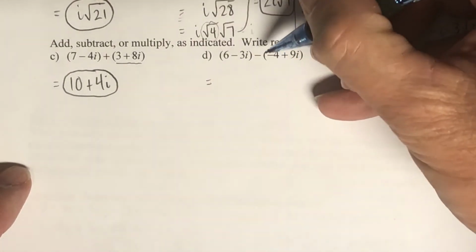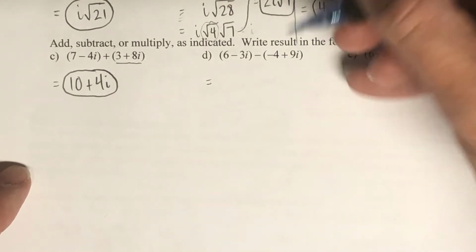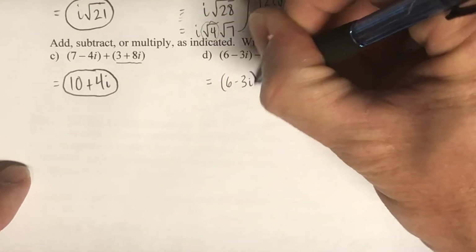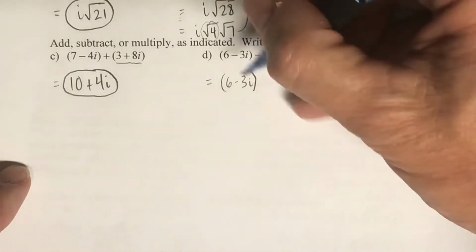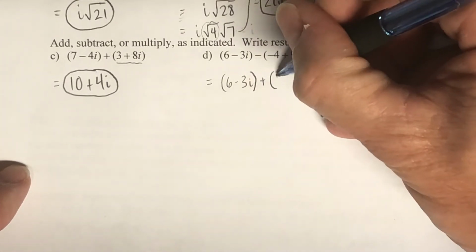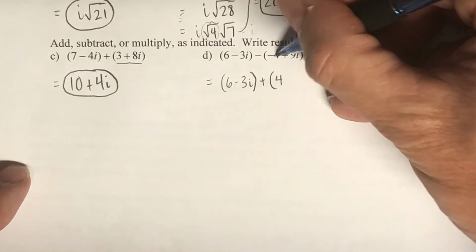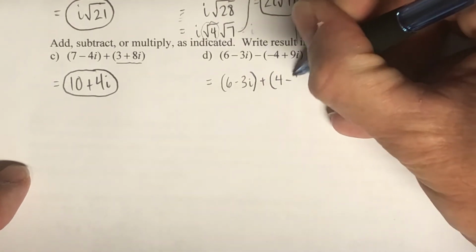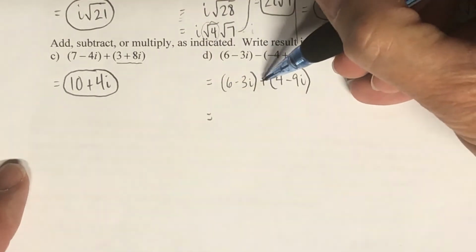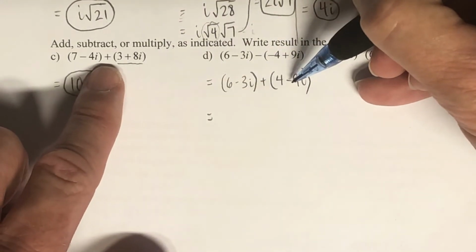Now, as I just mentioned, when you have a bracket minus a bracket, you have to change the signs, not of the first bracket, keep that the same, 6 minus 3i. You make the middle into a plus, and then you change the signs of these two terms from negative positive to positive negative like this. Okay, now it is a bracket plus bracket problem, just like it was over here.